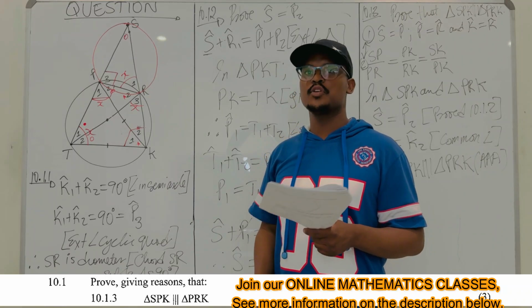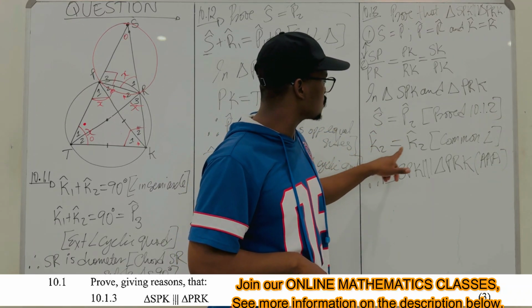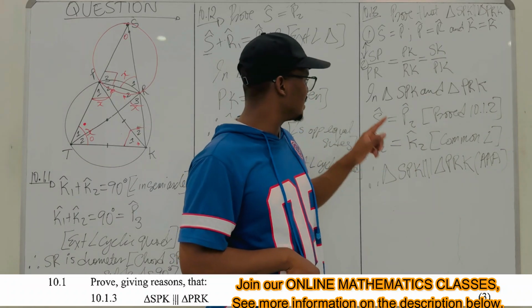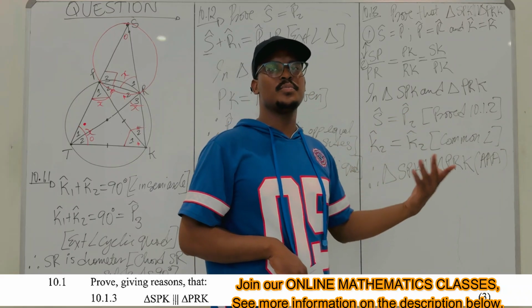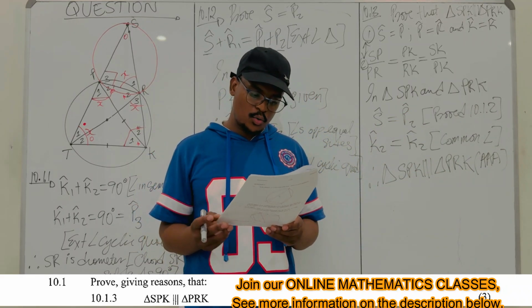Now, by angles, the corresponding angles between these two triangles are all equal, even the third one, even though we didn't find it. Because if this angle is equal to this angle, and this angle is equal to this angle, then the third angle of the first triangle is 180 minus this angle minus this angle. But it's equal to that, so it will be the same in both of them. So I'm done with 10.1.3.